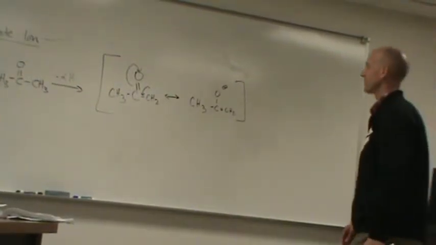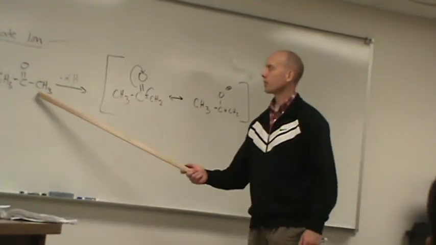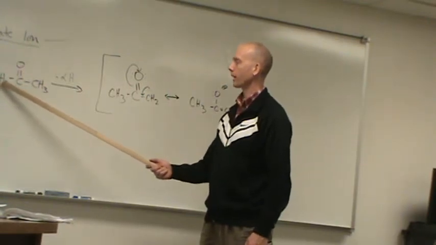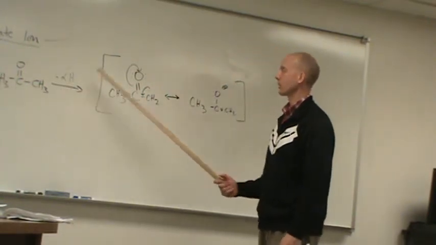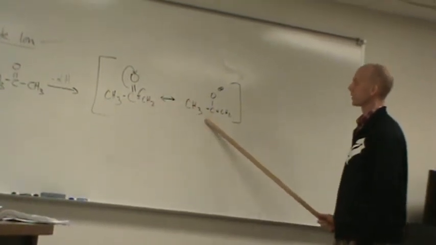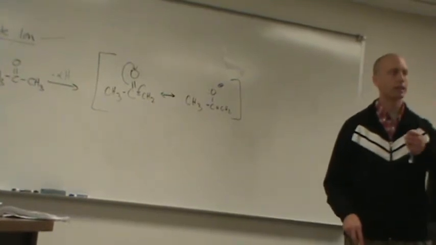Why do you volunteer? Okay, so again, you could take off either side, okay? Because both have alpha hydrogens. You took off the right-hand side, and then to get the resonance structure, came over here. Okay, any questions on that?